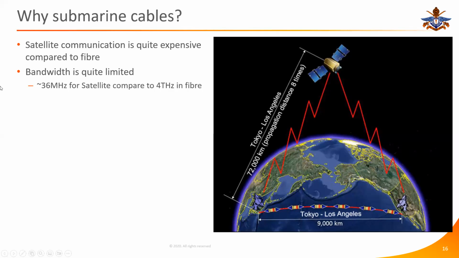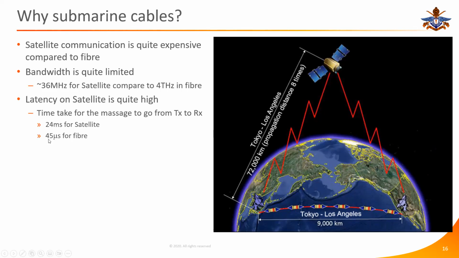Now in a satellite, I have only 36 megahertz bandwidth. Even though we send the signal at 4 gigahertz, the amount of actual data that can be put into that envelope is very small for a satellite. Fiber optic cable provides you a 4 terahertz bandwidth. So if you compare megahertz with terahertz, terahertz is 1 million times bigger than megahertz. So I can transmit a huge amount of data through a single optical fiber compared to a satellite. And then obviously I talked to you about the latency.